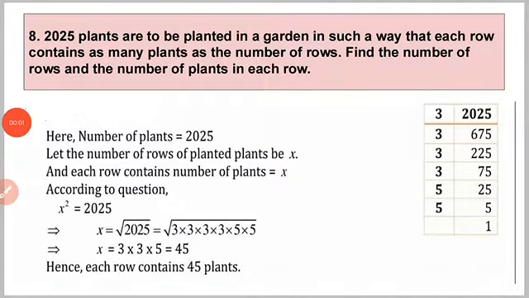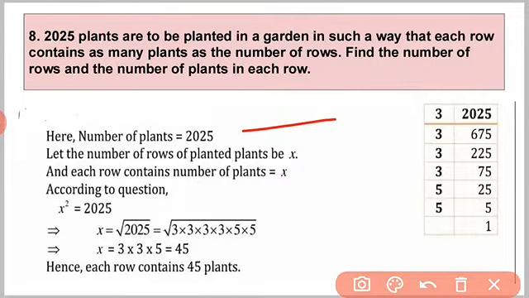Now let us take question number 8. 2025 plants are to be planted in a garden in such a way that each row contains as many plants as the number of rows. Find the number of rows and the number of plants in each row. Total number of plants is 2025.